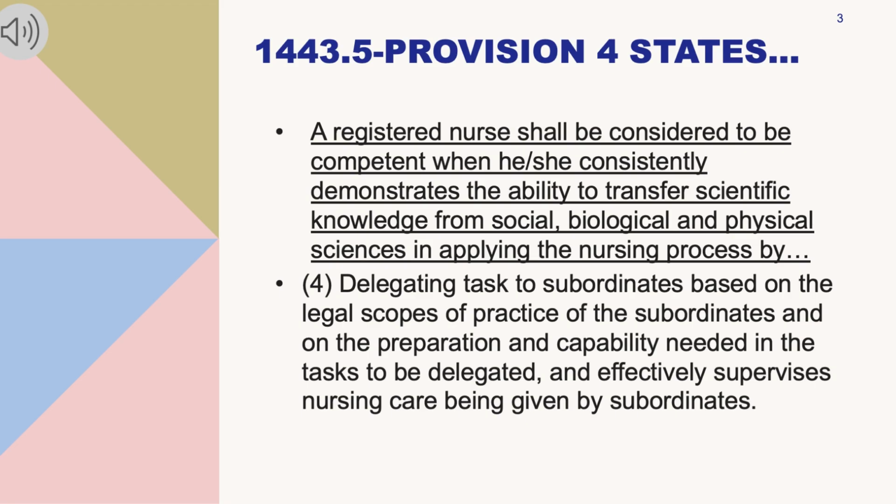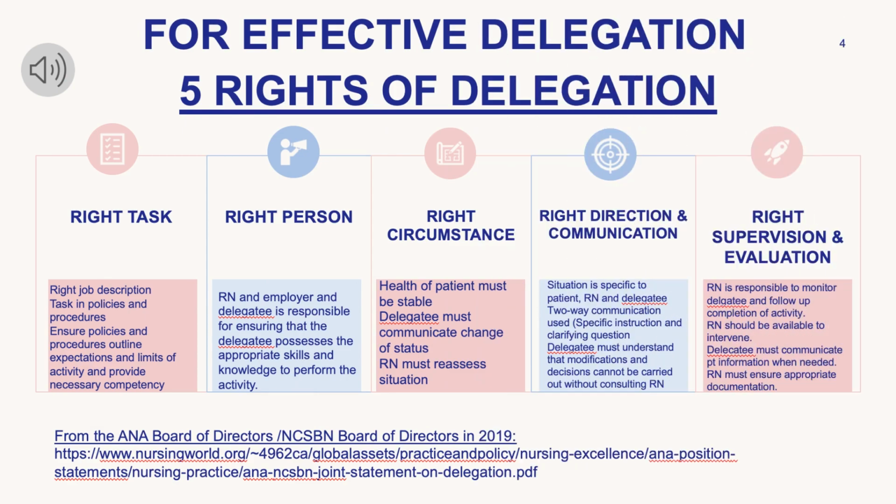The subordinates that the nurse will likely be delegating tasks to include, but are not limited to, the UAPs and LVNs, as stated in the previous slide. As mentioned before, it is imperative for the RN to familiarize themselves with the subordinate's legal scope of practice and unique capabilities in order to promote effective delegation of tasks. There are 5 rights of delegation that help the RN use their professional judgment to facilitate effective delegation.